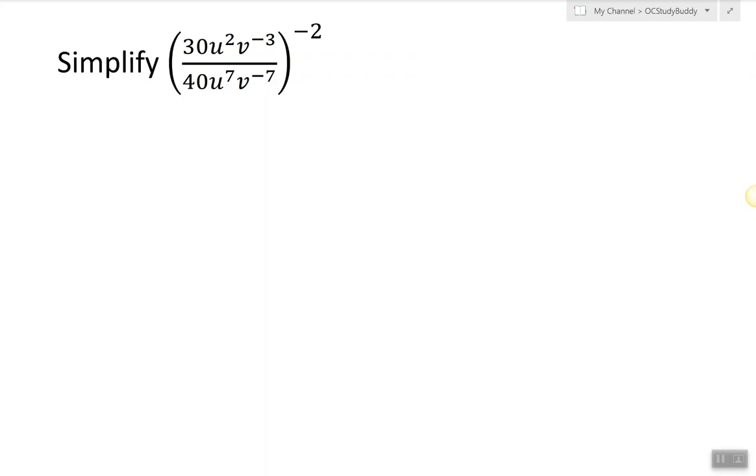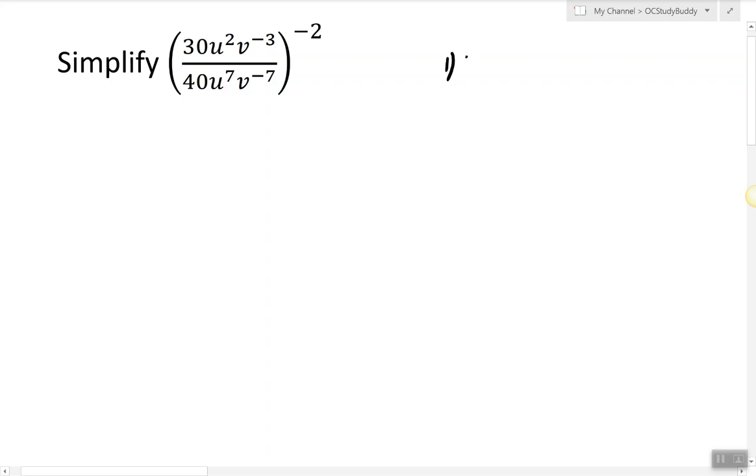In this video, I will show how to simplify an exponential expression using the properties of exponents. Before we begin, let's recall what it means to simplify an exponential expression. So it means that the exponential expression has to satisfy the following three conditions.